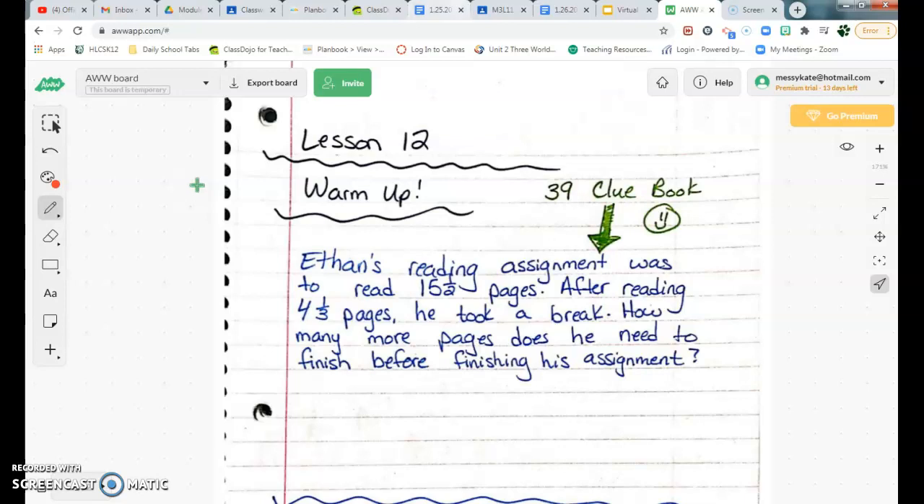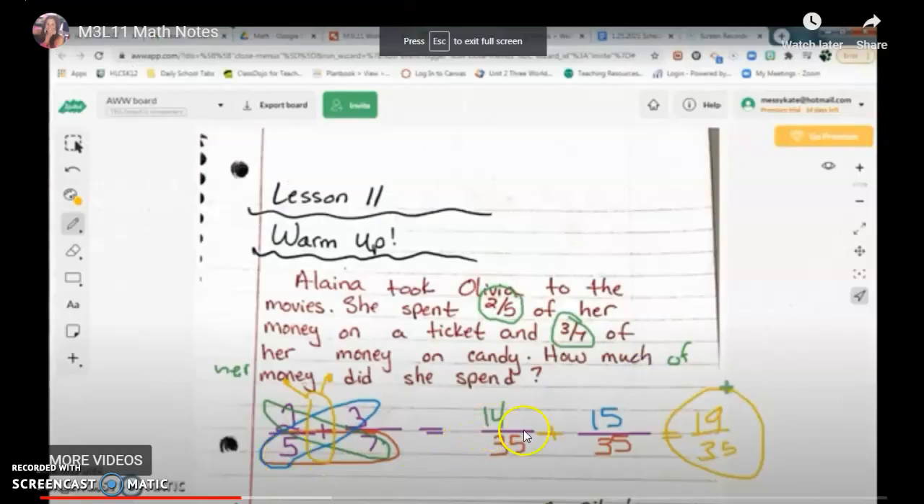If you look at the math notes from yesterday, for the warm-up, I had 14 plus 15. I said 14 plus 15 is 19. That is not 19. 14 plus 15 is 29. I was off by 10, so I apologize for that. That's going to change that answer to 29/35. So sorry about that, guys, and thank you for bringing it to my attention.